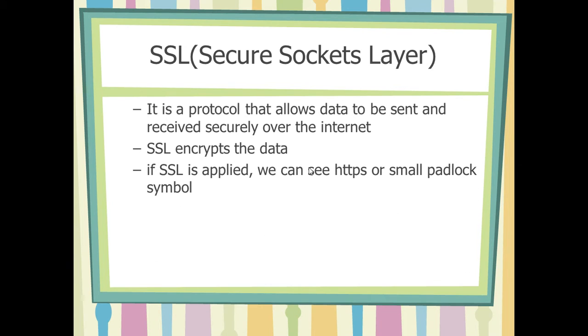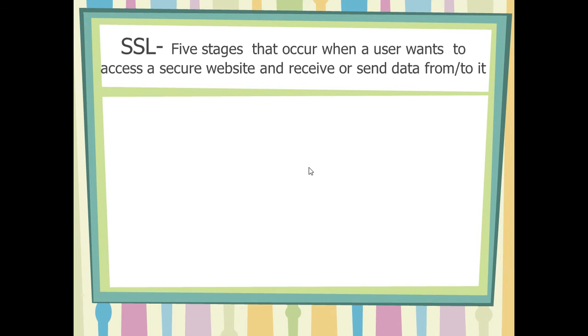How will the user know whether SSL is applied or not? So the user can know whether an SSL is applied if they are able to see HTTPS, Hypertext Transfer Protocol Secure, or a green padlock symbol. So if it is there, the user can understand SSL is applied on that particular website.